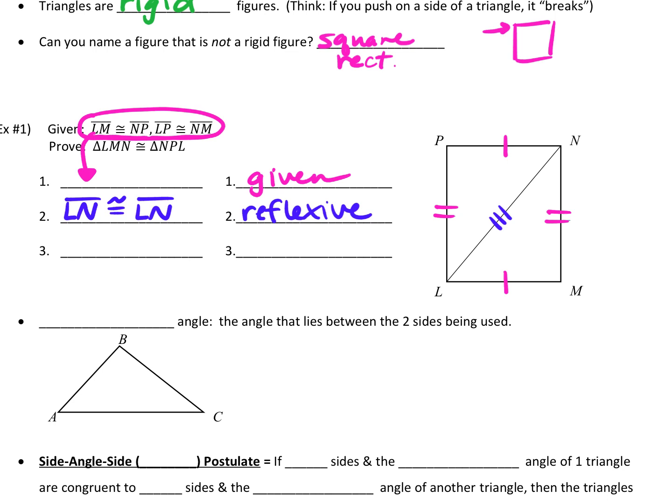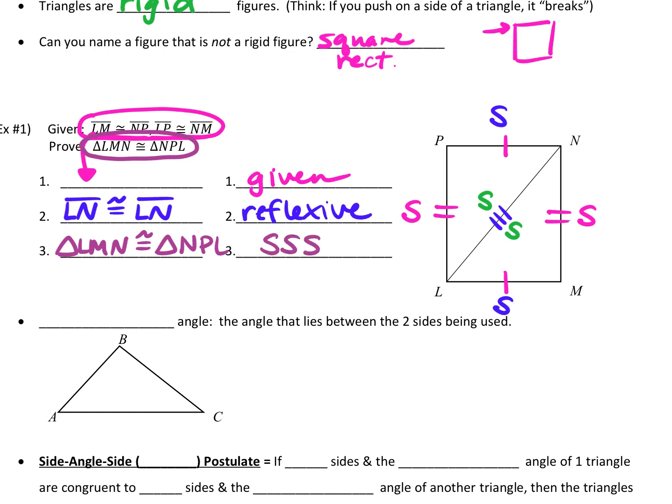So now look at your triangles. You have a side that corresponds to a side that corresponds to a side, and a side that corresponds to a side, and they're all congruent. So what can we say? You can say what they asked you to prove. Triangle LMN is congruent to triangle NPL by what? Side, side, side. If you have three sets of sides congruent to three sets of sides, that is the SSS postulate. The triangles will be congruent.